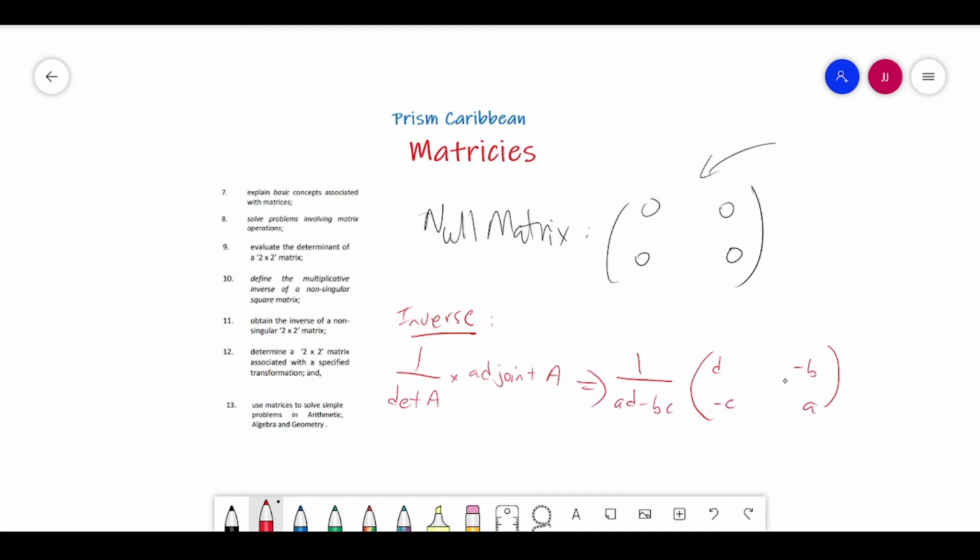Now, where did these letters come from? Let's say A is equal to A, B, C, D. Then the adjoint will be simply this here. We switch the leading diagonals and we place a negative on the other diagonal, right? Something very simple to note. Please don't forget that. That's some good marks to get in the exams, and also in understanding the concept. So you must know this, right?